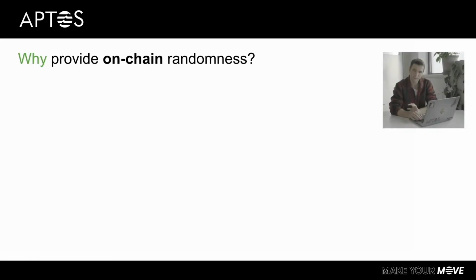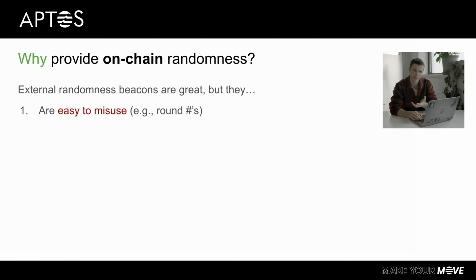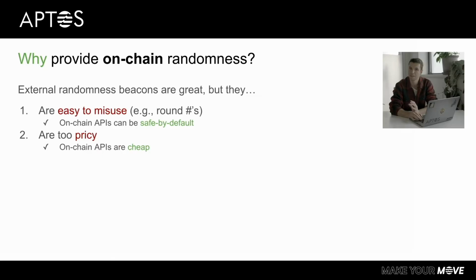And in particular, why provide on-chain randomness? As some of you know, you might have used external randomness beacons, and these are great, but they do have some disadvantages. They are easy to misuse. For example, you have to deal with round numbers in your code. In contrast, on-chain APIs can be very easy to use by default and safe by default. They're too pricey. On-chain APIs are very cheap. You pay a small gas fee to use them.